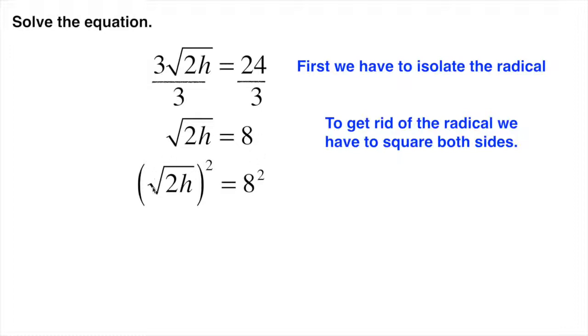So essentially, this radical sign here and this squared cancel each other out. I'm left with just 2h on the bottom. And over here, I've got 8 squared, which is 64. So now I've got 2h equals 64.